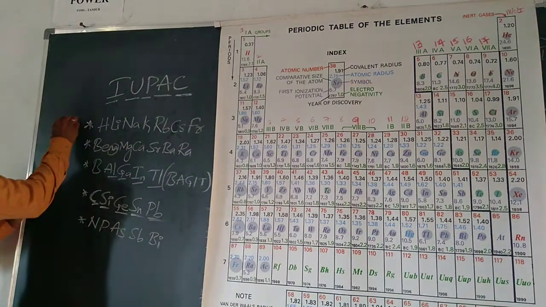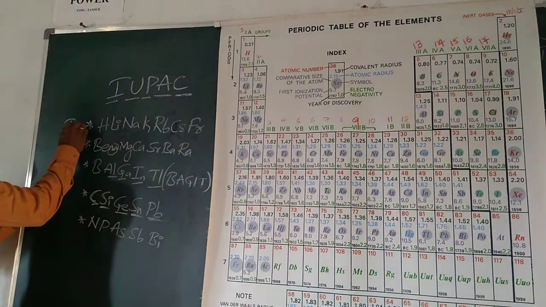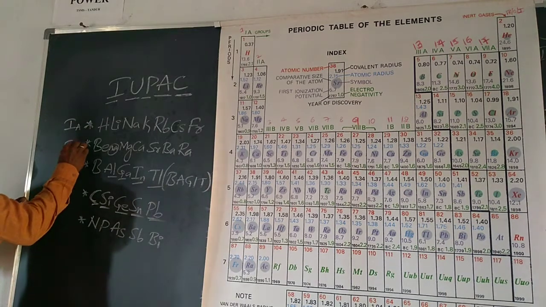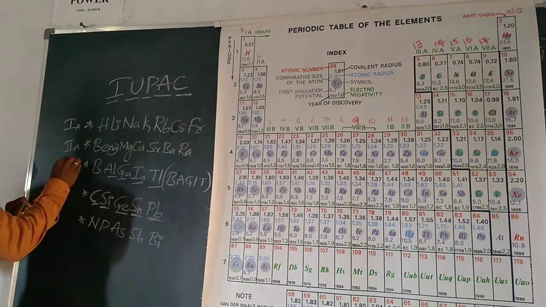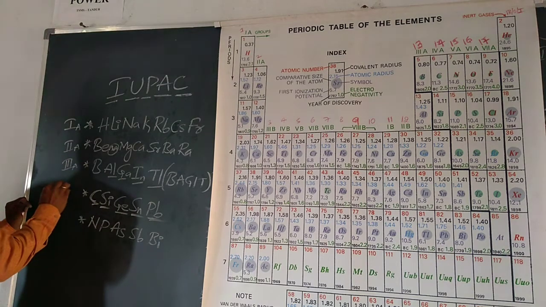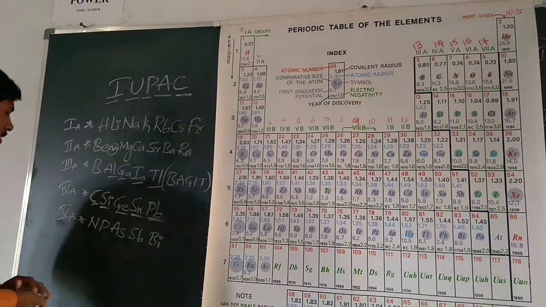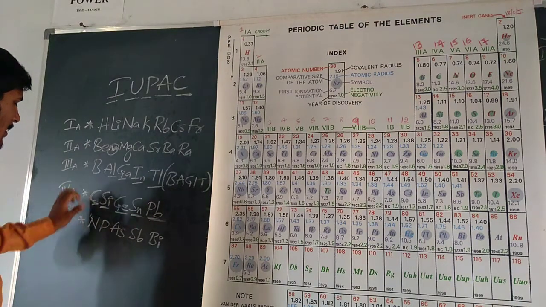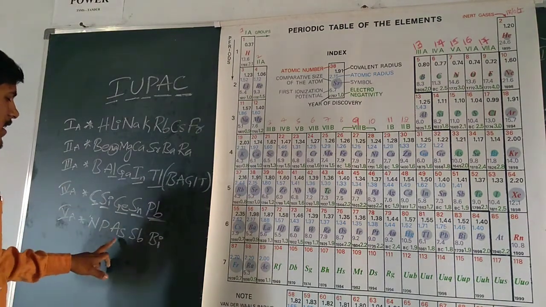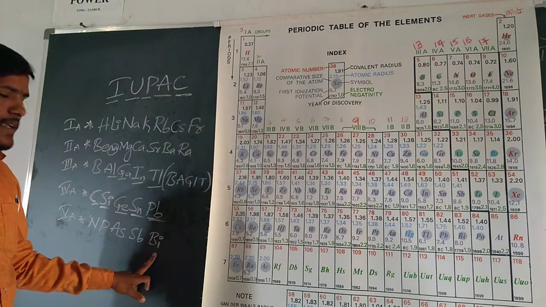These are the first A group elements. These are the second A group elements. These are the third A group elements. These are the fourth A group elements. These are the fifth A group elements. What are the fifth A group elements? Nitrogen, phosphorus, arsenic, antimony and bismuth.